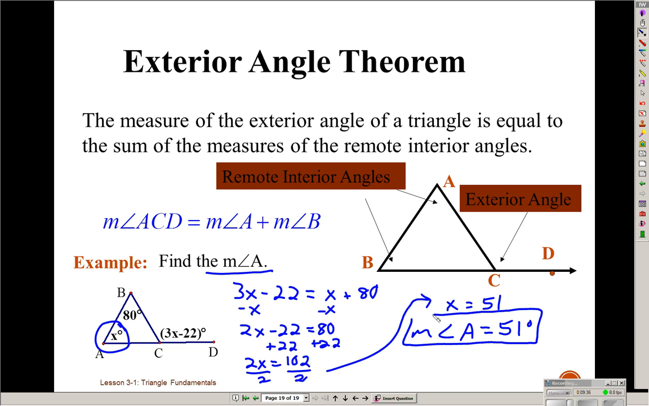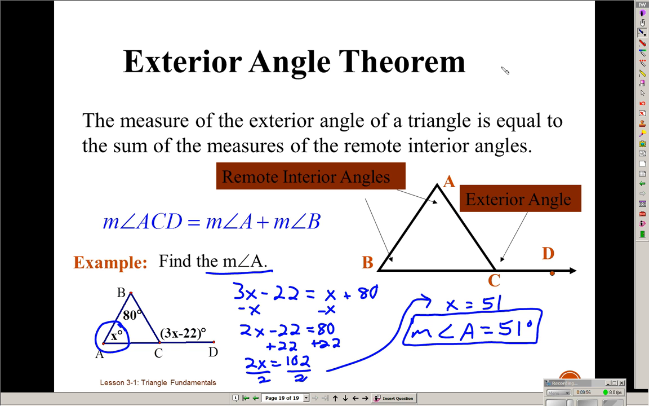Even though x and the measure of angle A were the same, sometimes this might have some other terms in it, and you would have to do some work with the 51. Just make sure. Sometimes they say, what's x? Sometimes they say, what's an angle measure? What's a segment measure? So be sure you answer the question.